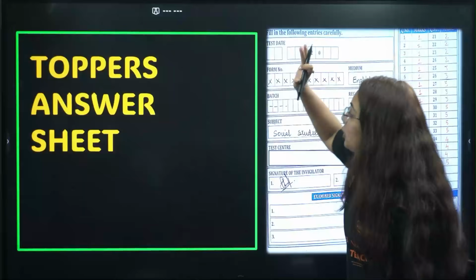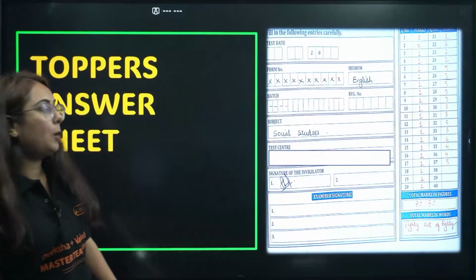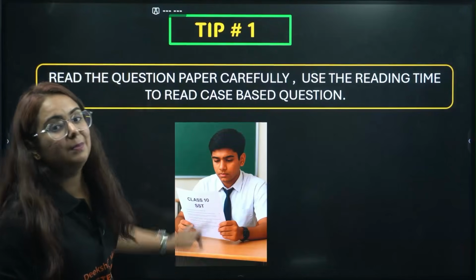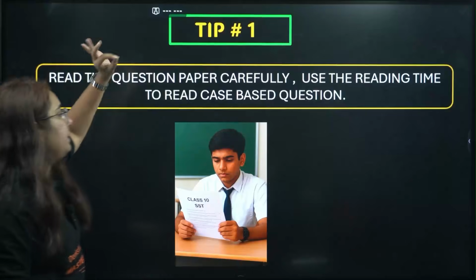So a topper's answer sheet looks like this. This will be the first page of your answer copy, which you will fill with your details. This is not important for your marks, but these things are. Tip number 1, always read the question paper carefully.